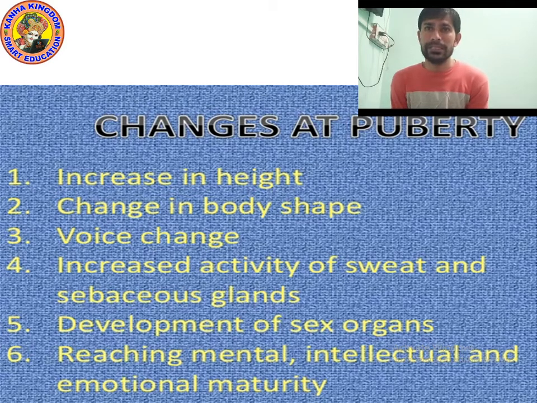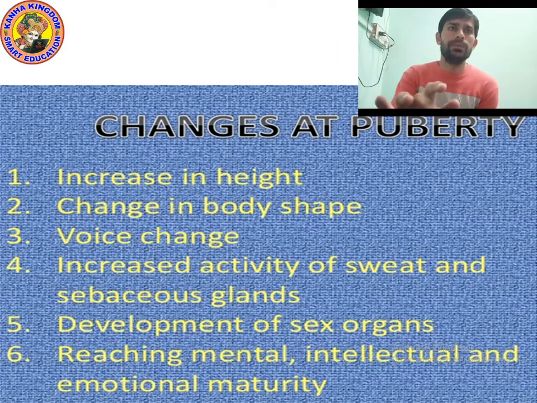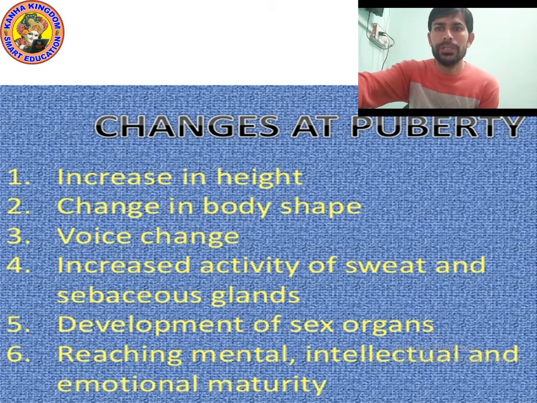So these are the changes at puberty. Change number 1, increase in height. Point number 2, change in body shape. Point number 3, voice changes. Point number 4, increased activity of sweat and sebaceous glands. Point number 5, development of sex organs. Point number 6, reaching mental, intellectual and emotional maturity. Now let's move on to the next point.